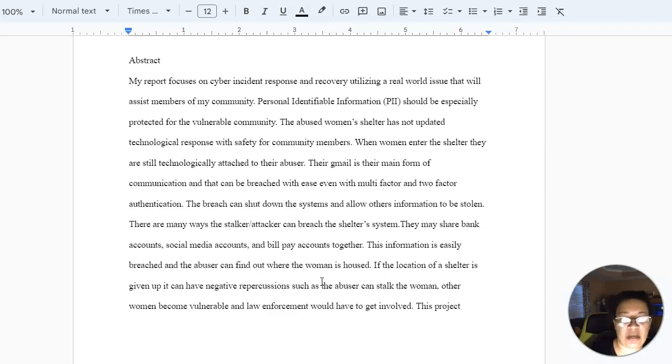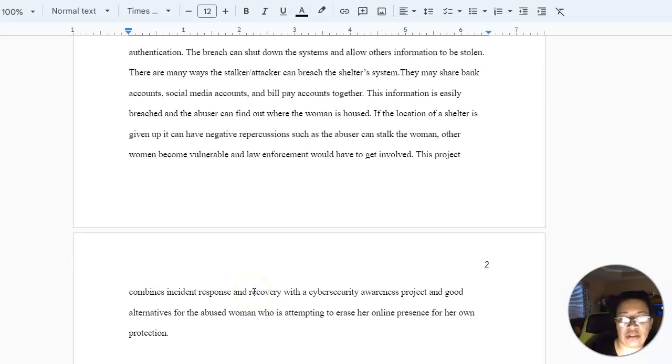Their Gmail is their main form of communication, and that can be breached with ease, even with multi-factor and two-factor authentication. The breach can shut down the system and allow for others' information to be stolen. There are many ways the stalker or attacker can breach the shelter system.